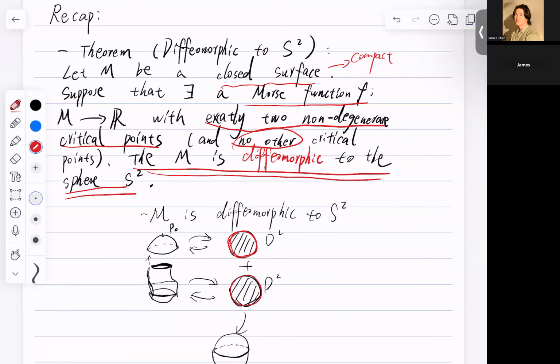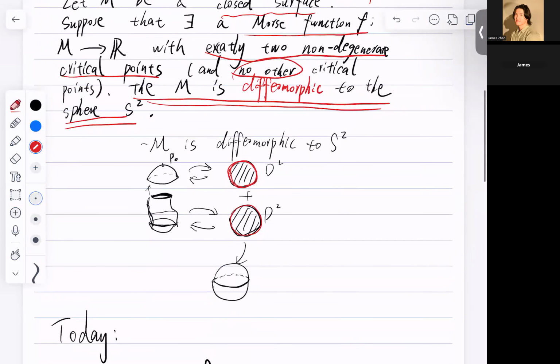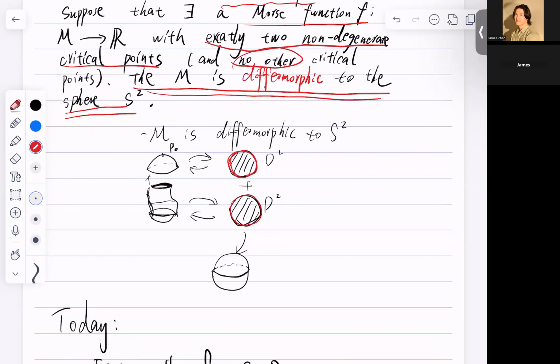And suppose that there exists a Morse function f that maps from this space to the real numbers with exactly two non-degenerate critical points and no other critical points on the surface. Then M is diffeomorphic to the sphere S2. And keep in mind, S2 lives in R3, so it's an embedded manifold that is basically the surface of a three-dimensional ball. It's called S2 because it's a surface.